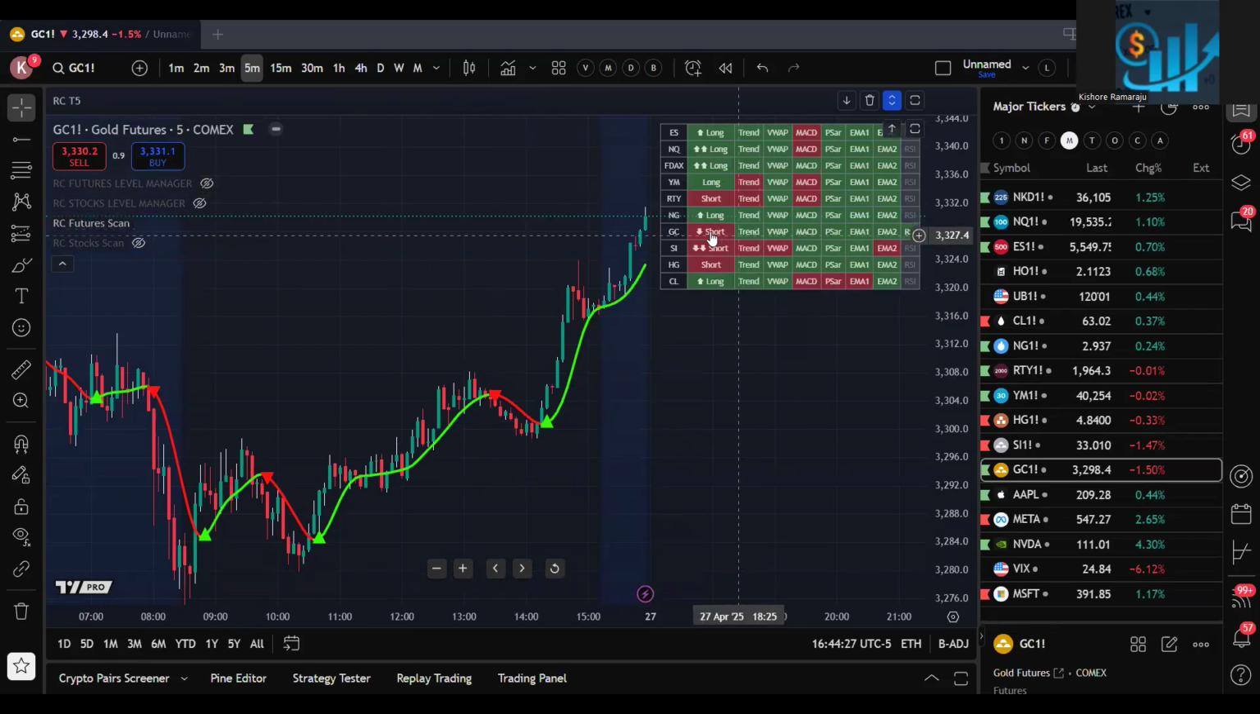But if you go and see here, GC, everything is green. That means it went all the way down and now it is in the reversal. So we should not take a short here, right?